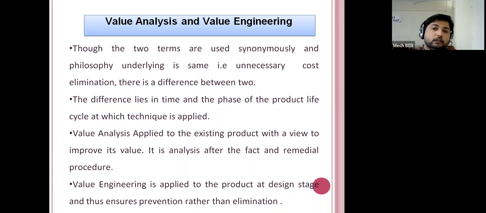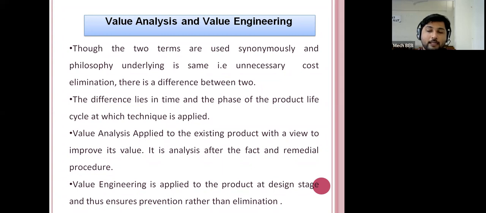Okay, so though the two terms are used synonymously and the philosophy underlying them is the same, that is unnecessary cost elimination, there is a difference between these two. The difference lies in the time and the phase of the product life cycle at which the technique is applied. So value analysis is applied to the existing product with a view to improve its value. It is analysis after the fact and a remedial procedure. Whereas value engineering is applied to the product at the design stage and thus ensures prevention rather than elimination.